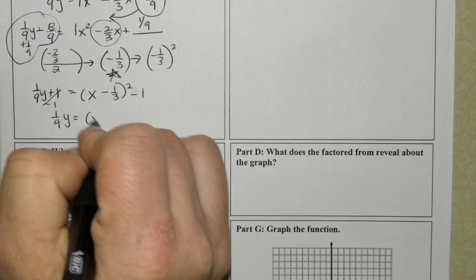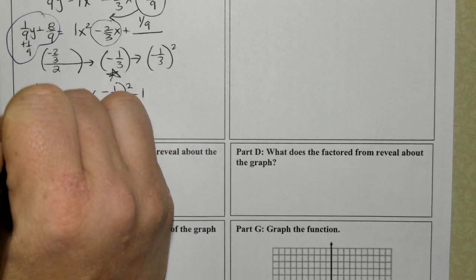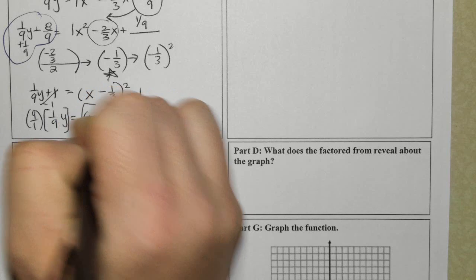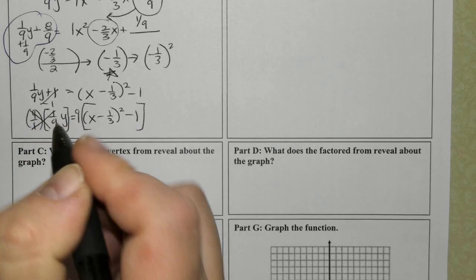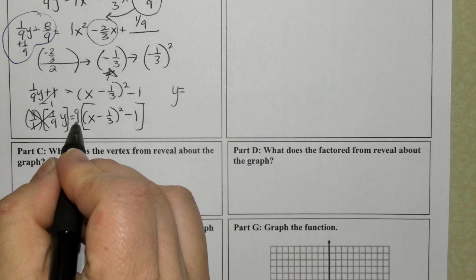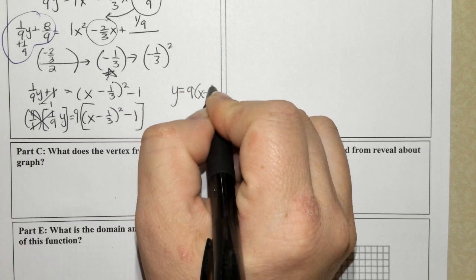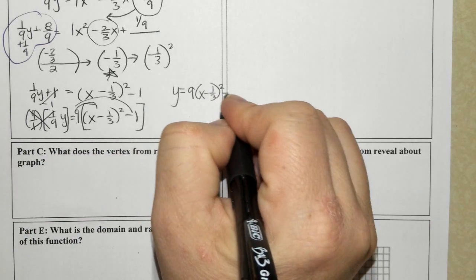1/9 y equals x minus 1/3 quantity squared minus 1. To get rid of the 1/9, I'm going to multiply by the reciprocal, which is 9, or 9 over 1, on both the left and the right. On the left, the 9s and the 1s divide, and it simplifies to just y equals. Then I keep the 9 in front, 9 times quantity x minus 1/3 quantity squared, and then I have to also distribute it to the back number, minus 9.